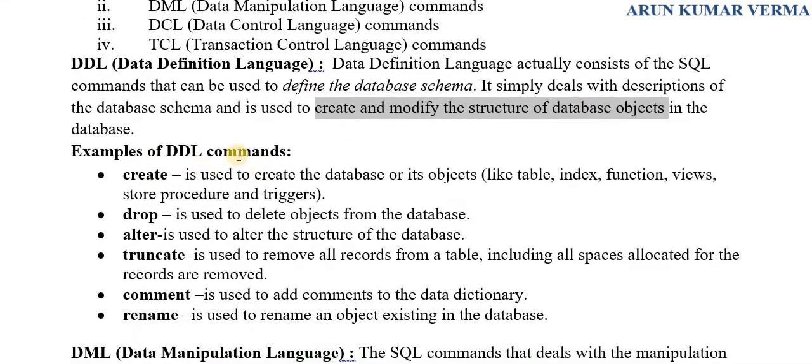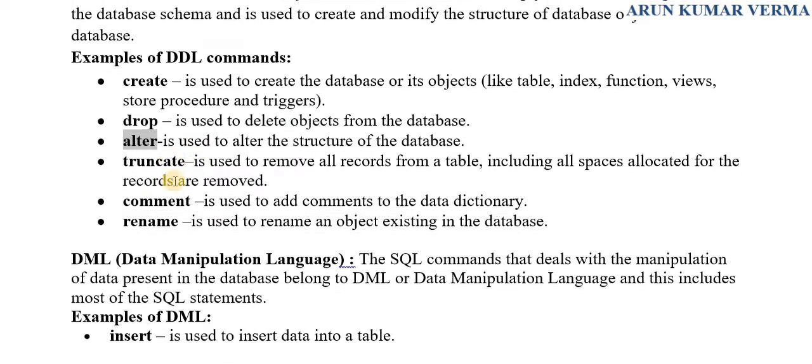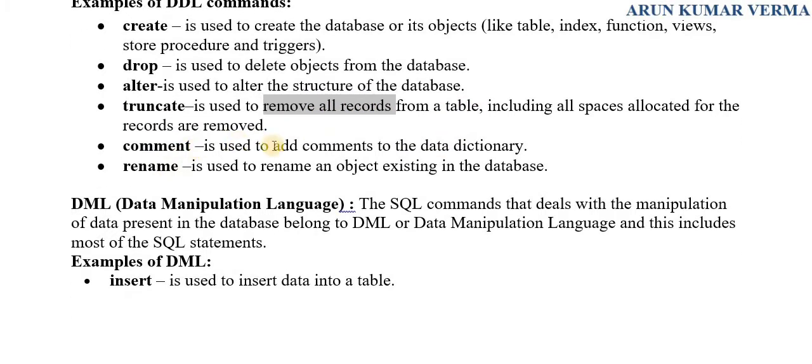So these are a few examples of DDL commands. Create is used to create an object, drop is used to delete the object, alter is used to modify the structure of the database object, and truncate is used to remove the records from the table. Comment is used to add comments to the data dictionary. Rename is used to change the name of an existing object. So all these are a few examples of DDL commands.